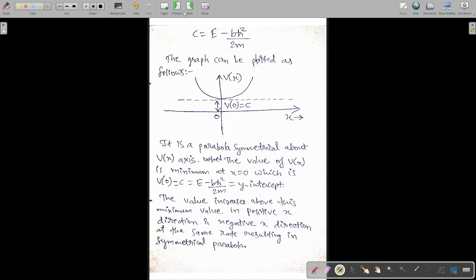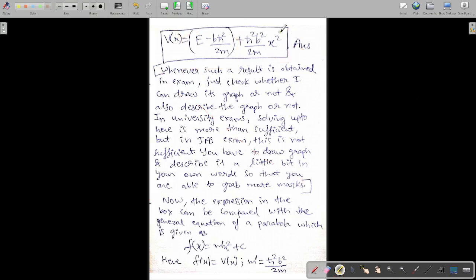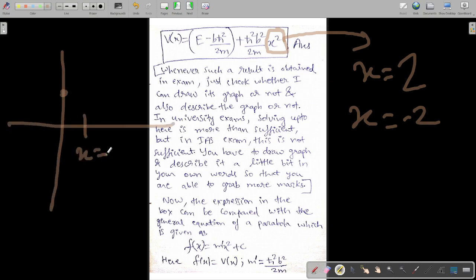Why is it symmetrical? You can see this clearly: if you put the value of x equal to 2, suppose, and the value of x equal to minus 2, both are going to yield the same value. So if I draw the graph over here, this is my y-intercept. If I go to x equal to 2 over here and x equal to minus 2 over here, then clearly I get the same distance on both sides from here. So my graph will look like this, symmetrical.